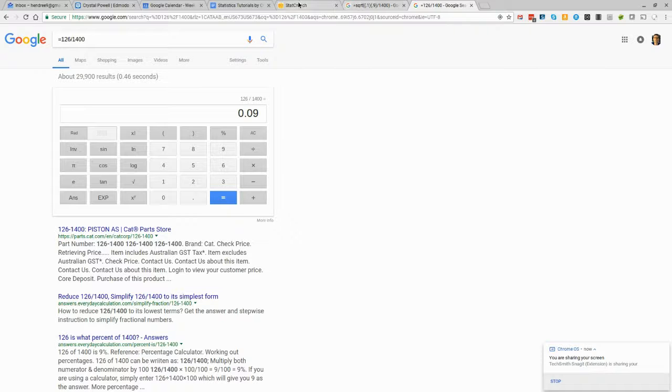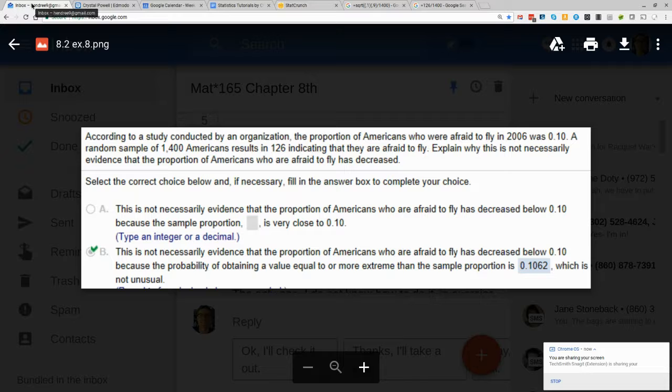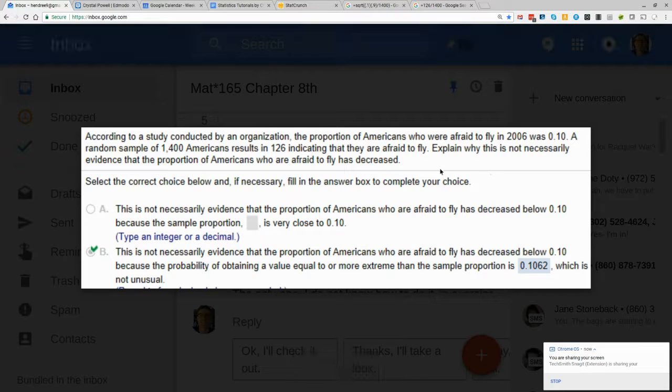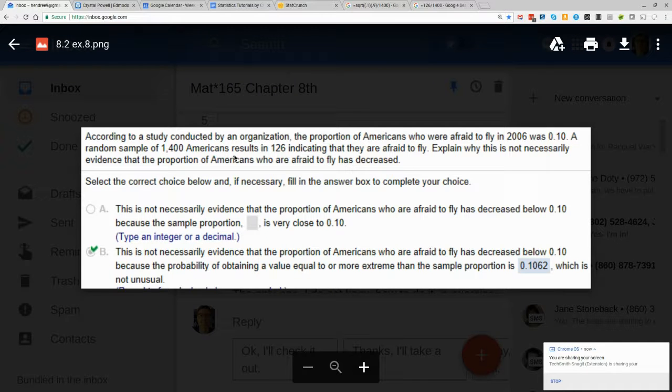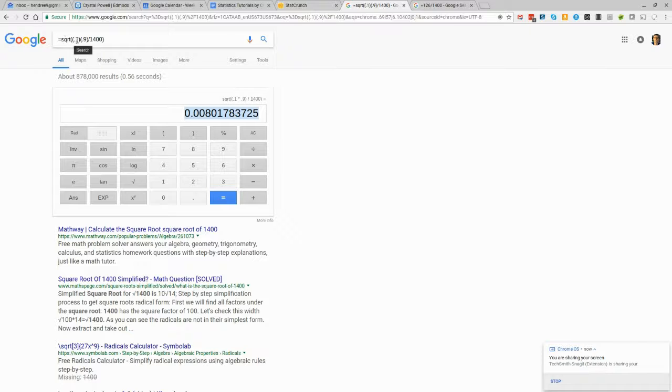So all we do is we go to StatCrunch and we plug in the details. We know that the sample proportion is going to be normally distributed, and that the mean of that distribution is going to be 10%. The standard deviation we just calculate with the formula: the square root of the population proportion times its complement divided by the sample size, which is 1,400, and we get that the standard deviation is a little less than 1%.